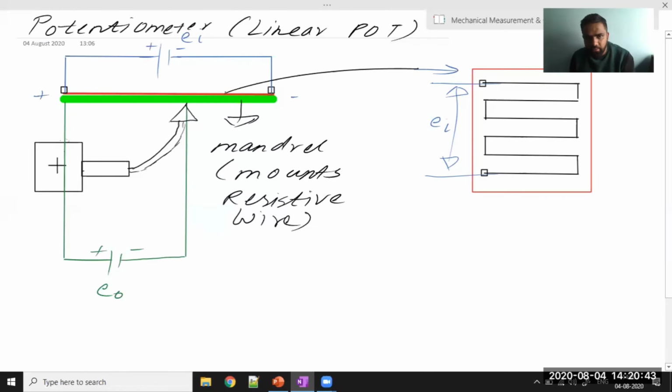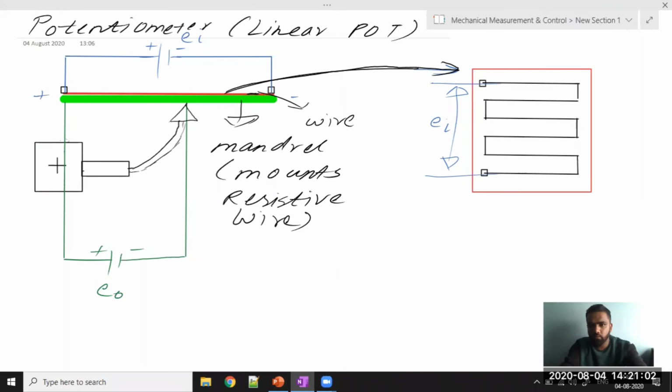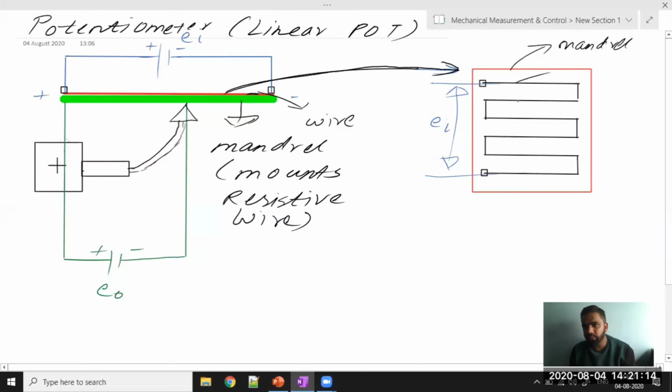Now you can see this red part, I hope everyone is able to see this red. This is my resistive wire. If you follow this arrow, this is the setup of my resistive wire. If you want to see this, this will be my mandrel, and you can see this is my wire. Can you see these wires? So this is nothing but my wires.